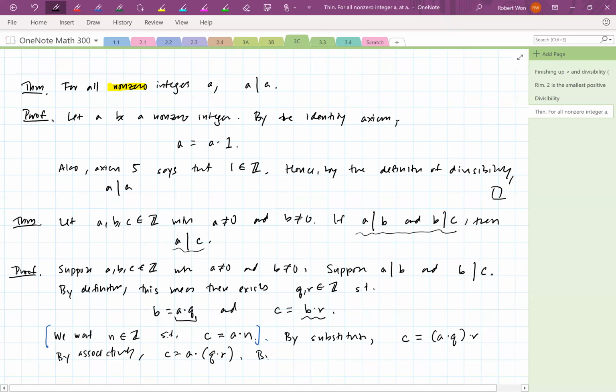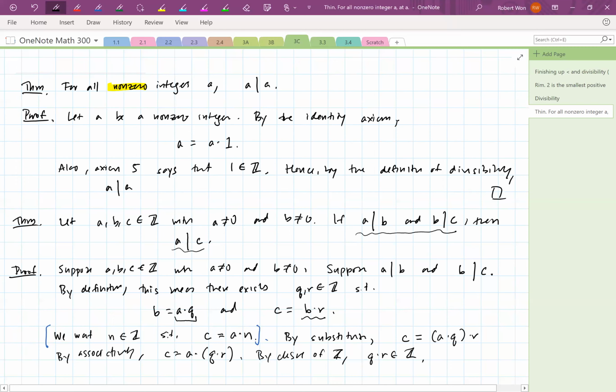And by closure of Z, q times r is an integer. Right? It is important that I make sure that q times r is an integer, because the definition of divisibility says that there's an integer n such that c is equal to a times n. And again, if you don't require it to be an integer, then every integer would divide every other integer.